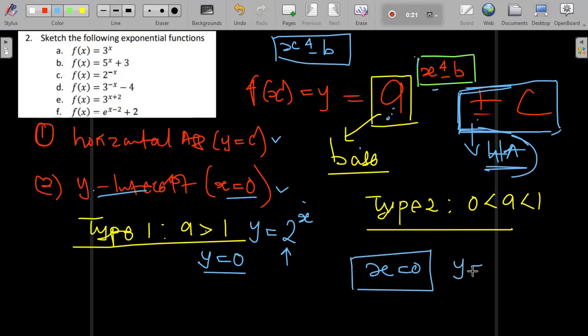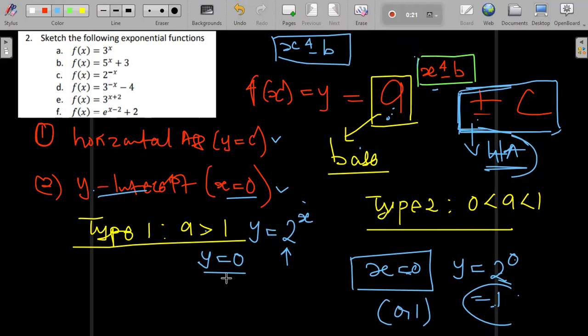So y equals 2 to the power 0. Any number raised to the power 0 is 1, so our y-intercept is actually 1. If x is 0, y is 1. So we have a coordinate 0, 1. This means the graph of 2 to the power x has to pass through 0, 1.